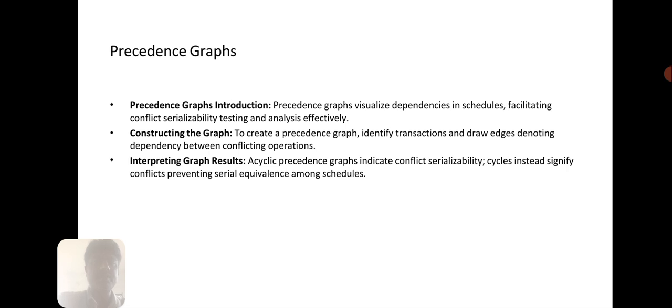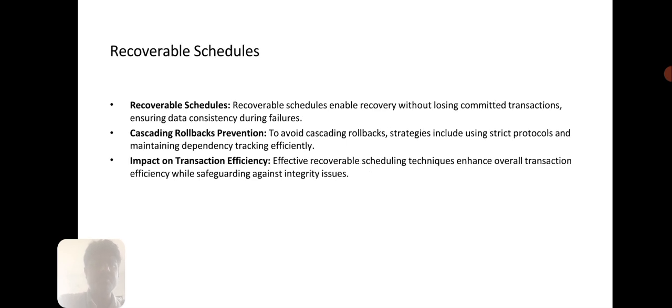Precedence graph introduction: it is a visualization of dependencies in a schedule, facilitating conflict serializability testing and effective analysis. How do we construct the graph? Create the precedence graph and identify the edges to draw. We denote the conflicts in the operations when constructing the graph. How do we interpret the graph result? The presence of cycles in the graph indicates that the schedule is not conflict serializable, and the cycles signify conflicts, preventing serial equivalence among the schedules.